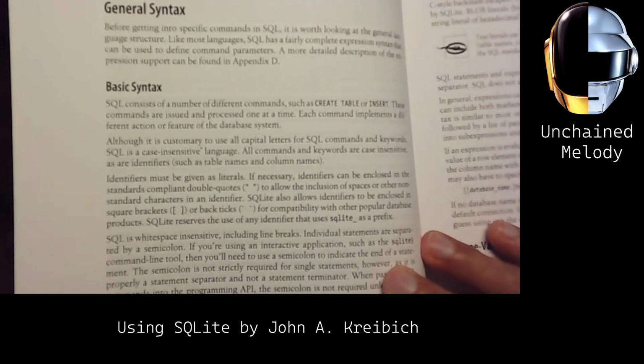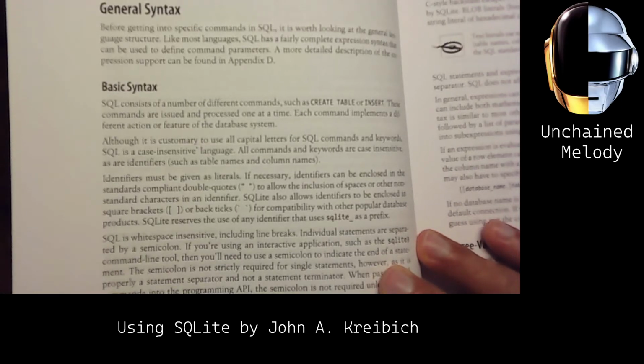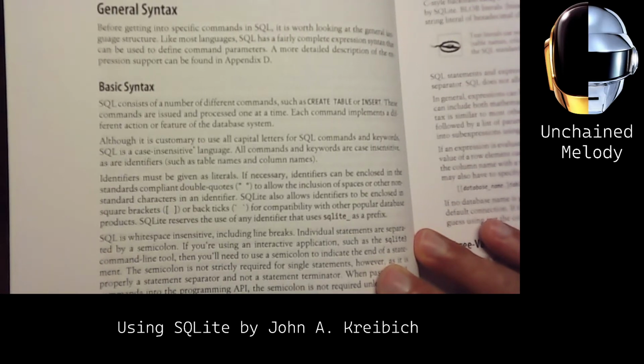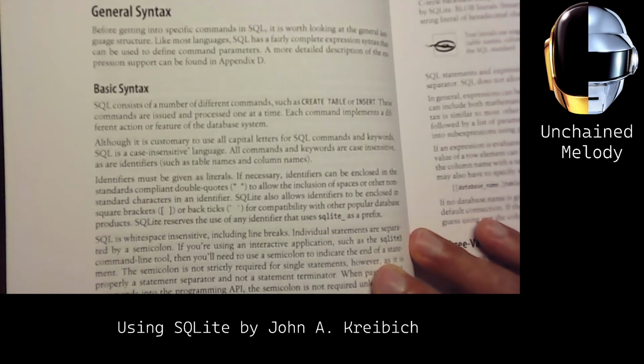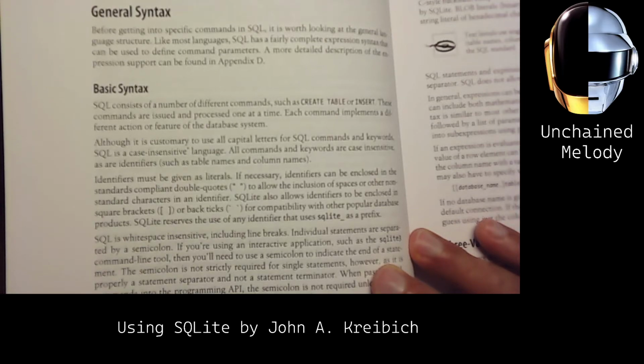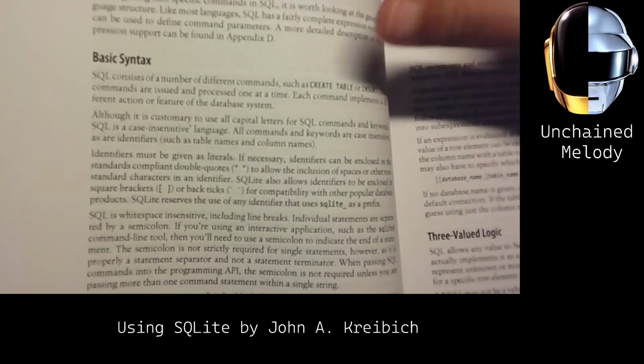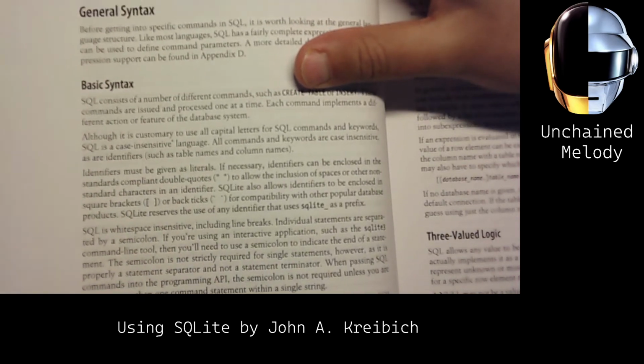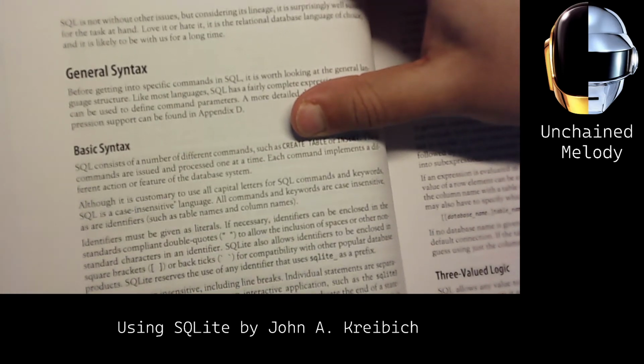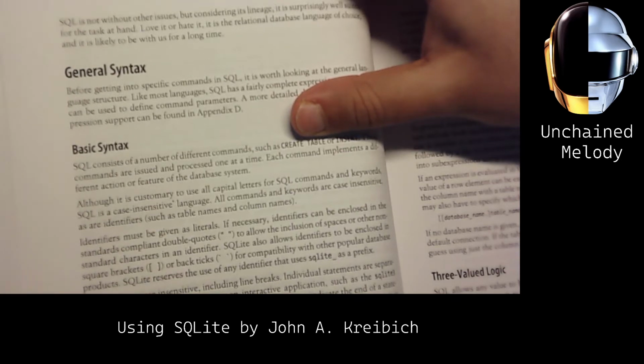If necessary, identifiers can be enclosed in the standards-compliant double quotes to allow the inclusion of spaces or other non-standard characters in an identifier. SQLite also allows identifiers to be enclosed in square brackets or backticks for compatibility with other popular database products. SQLite reserves the use of any identifier that uses sqlite as a prefix. SQL is whitespace insensitive, including line breaks. Individual statements are separated by a semicolon.